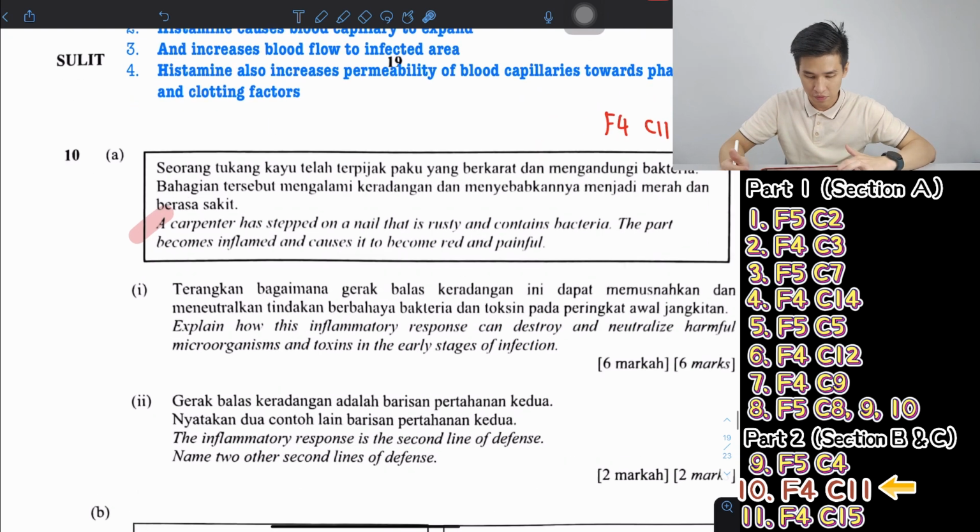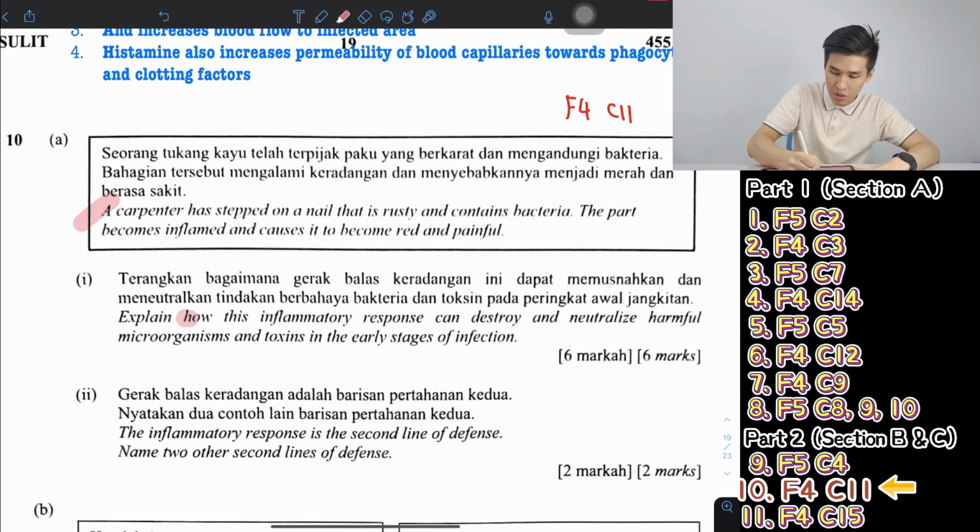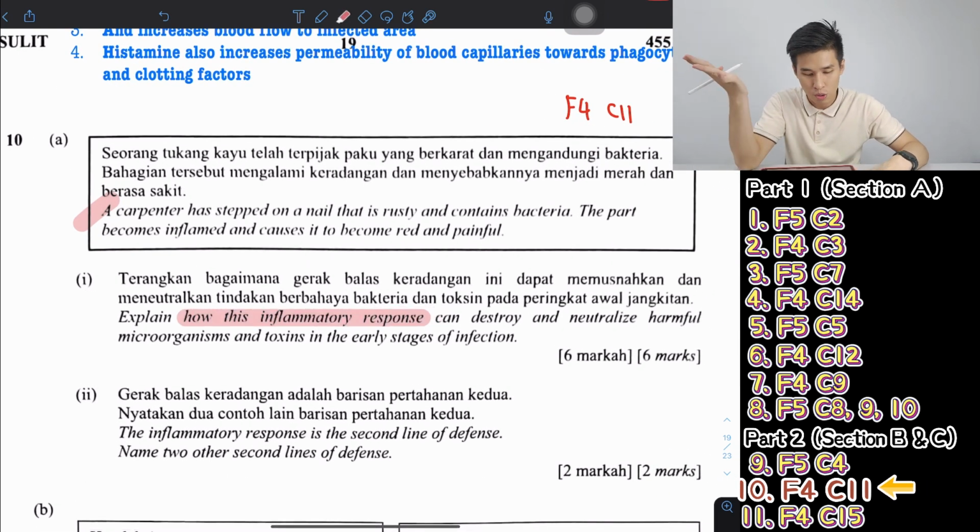Okay, we still read the question first. How can the inflammatory response destroy and neutralize harmful microorganisms and toxins in the early stages of infection?